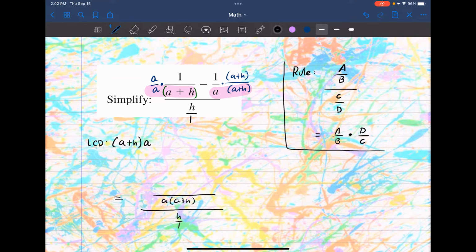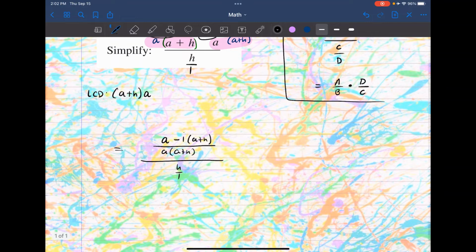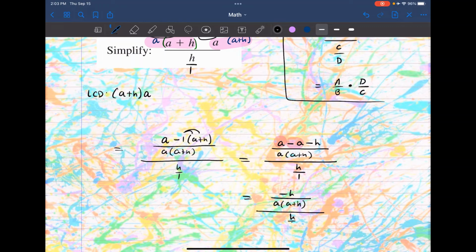Now let's figure out the top. So we have a times 1, that's a, and then here we have negative 1 times a plus h. Let's write it like this, negative 1 times a plus h, so we don't forget to distribute the negative 1. Now let's distribute that negative 1. That gives us a minus a minus h, all over the same denominator, a times a plus h, everything over h over 1. And now here I can freely cancel these out. So we have negative h on top over a times a plus h, all over h over 1.